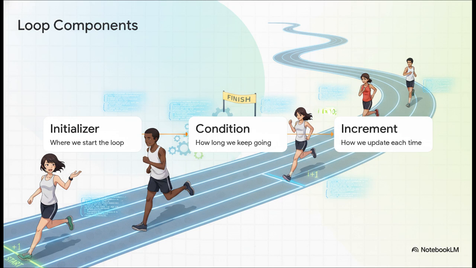Step 1 is the initializer. That's your starting point, like saying, okay, I am currently at lap 0. Step 2 is the condition. That's your finish line, basically saying, I'll keep running as long as my laps are less than 10. And step 3 is the increment. This is how you track your progress. Every single time you cross that start line, you add 1 lap. Without all 3 of these, your computer is totally lost.